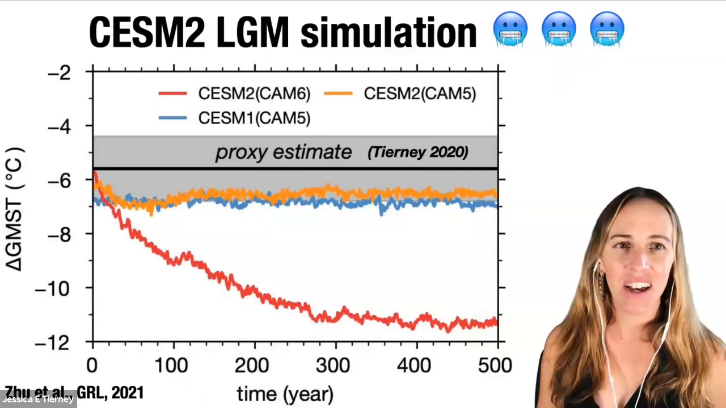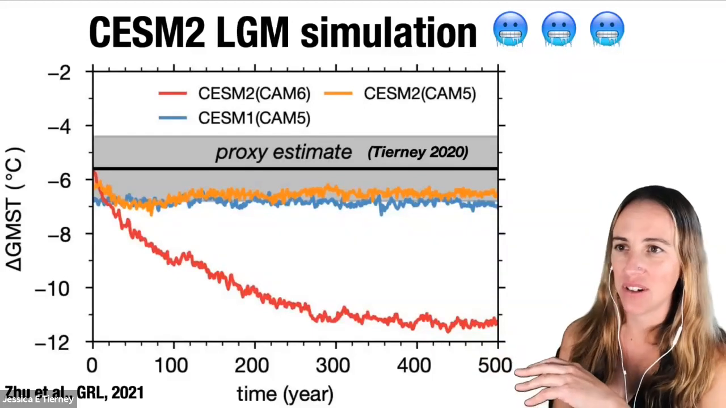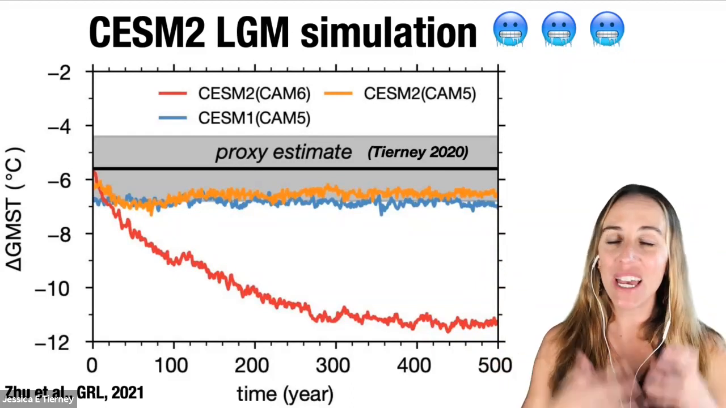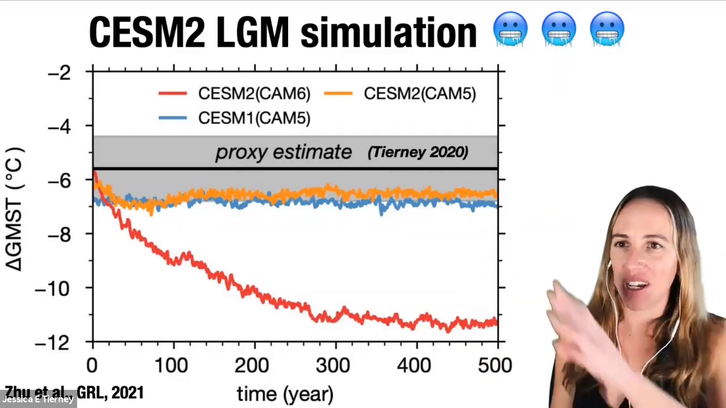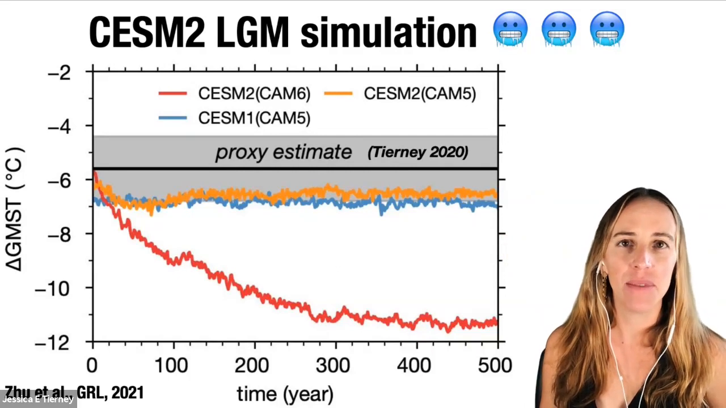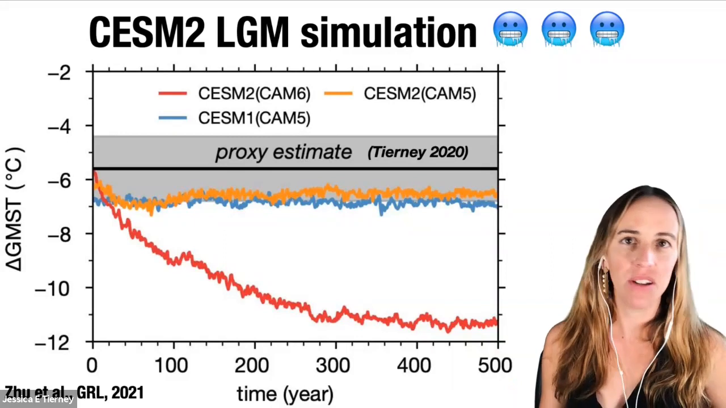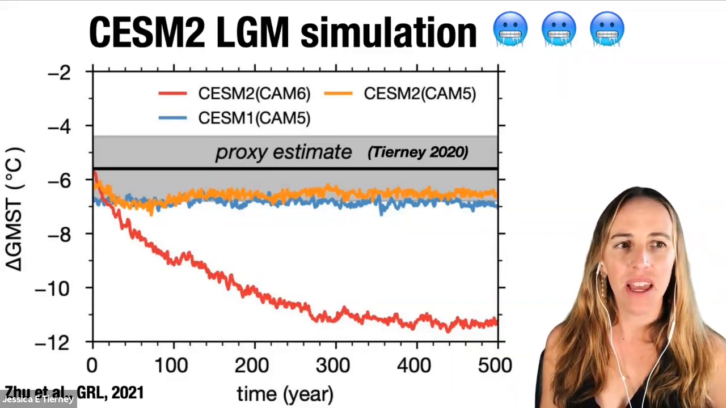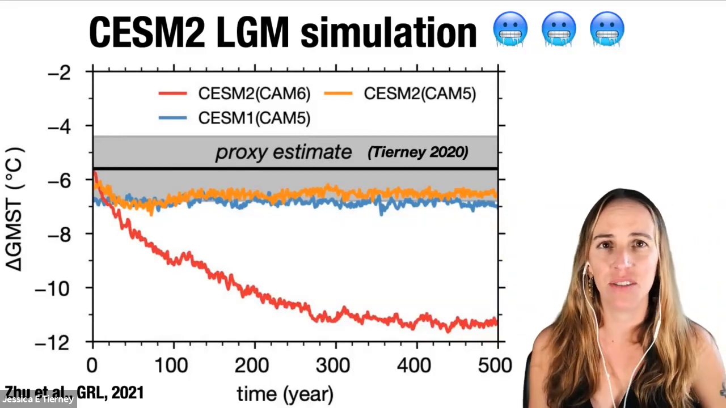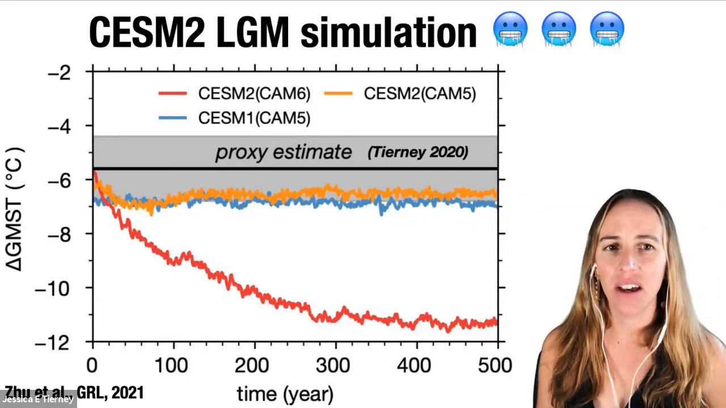And when we did run CESM2 for the LGM, you can see what happened. The global mean temperature took a nosedive down to -11 degrees Celsius, which is way outside of the proxy estimate, which is shown here in gray. Whereas CESM1, the model that we've been using for DA, incidentally, is a little bit colder than the proxies, but it looks okay. And interestingly enough, if we just replace CAM6, the atmosphere model in CESM2, with CAM5, we can also get a pretty okay LGM simulation.